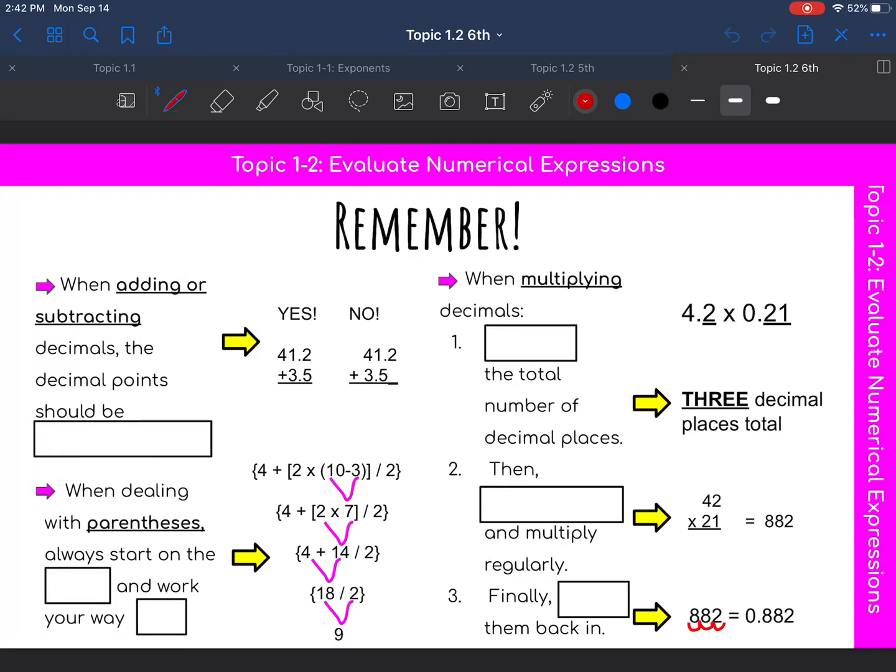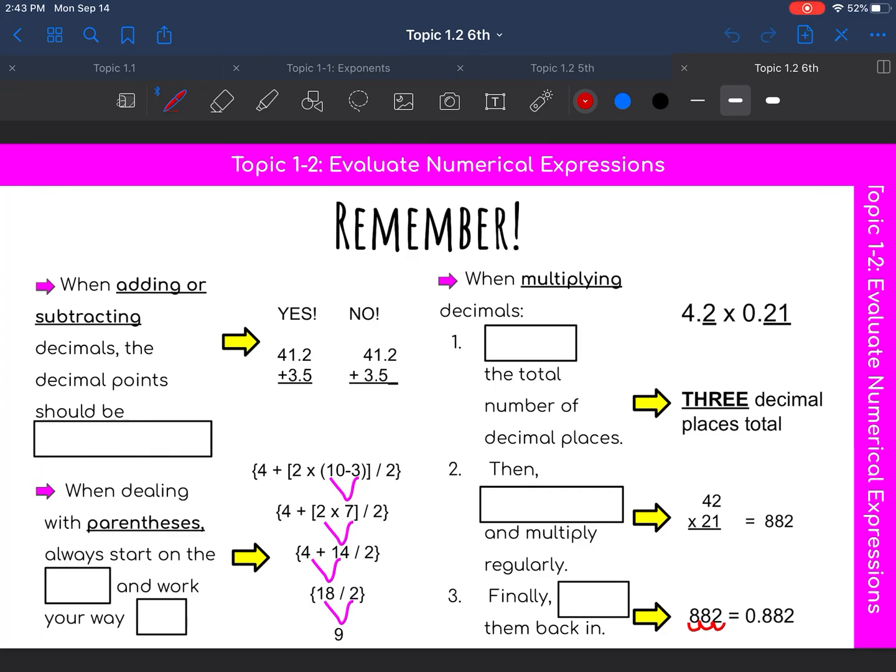Hello, sixth graders. So today we're going to begin our second topic. Yesterday we were reviewing all about exponents. Today we're going to have a little bit of a review of order of operations. We talked a little bit about order of operations in fifth grade, and today is going to be a little bit of an extension on that.